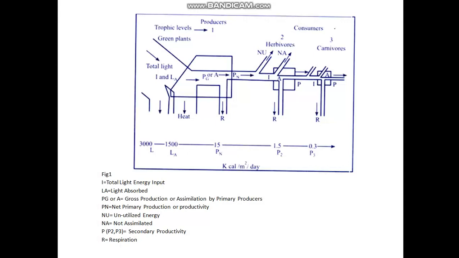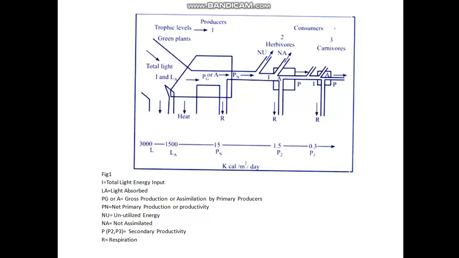So the amount of energy, which we call the net primary production, is only 15. The PN is only 15, and this is the amount of energy that will be available to the herbivores for assimilation. But before it reaches the herbivores, you can see NU is written. That means it is unutilized energy. So some amount of energy is lost into the atmosphere and written as unutilized energy.